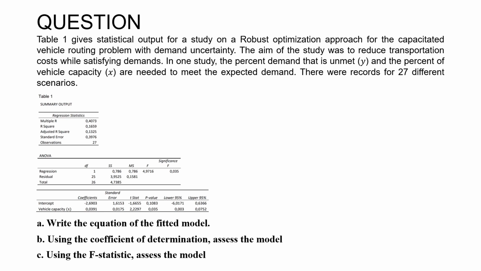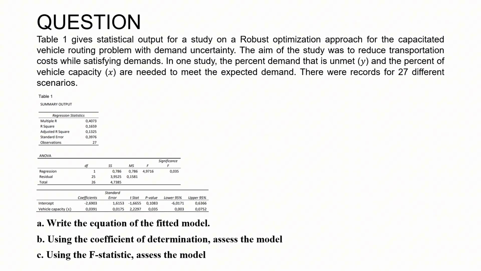Multiple R tells us that there is a moderate relationship since it's at 40.73%. This represents the correlation coefficient and it indicates the strength of the relationship between the independent and the dependent variable, Y and X. It simply shows us how closely these variables are related. Similarly, the R squared value is 0.1659. If you multiply that by 100, we get 16.59%. This is also called the coefficient of determination.